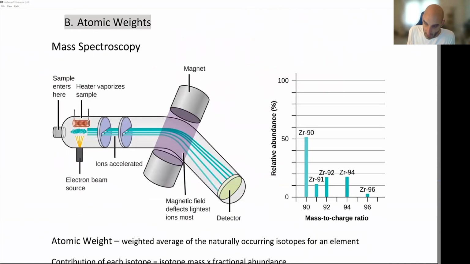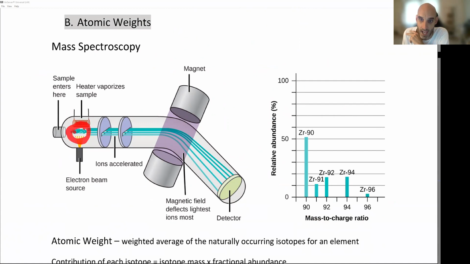All right. Atomic weights. So atomic weights, again, we're talking about atoms in this case. We identify these things through mass spectrometry. So what you can do is divide a sample into its individual components. Here's an example of mass spec being run on zirconium, a sample of pure zirconium. So a simple process.